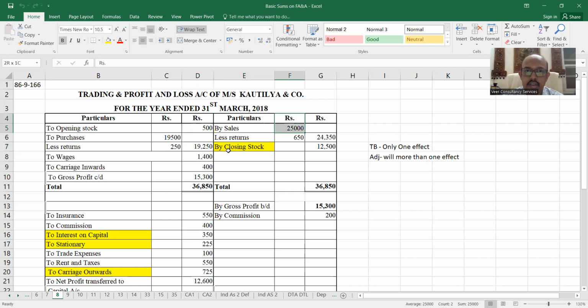You can see that it's in the inner column. Why? Because I have an adjustment to it. From there I had to deduct something. What is that? Sales return of 650 rupees. So 25,000 minus 650, I have a net sales of 24,350.